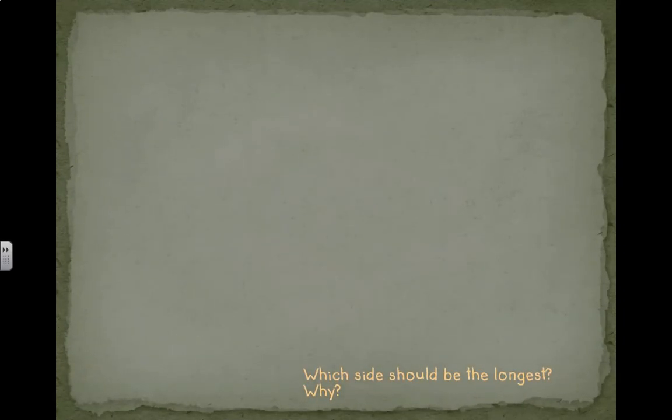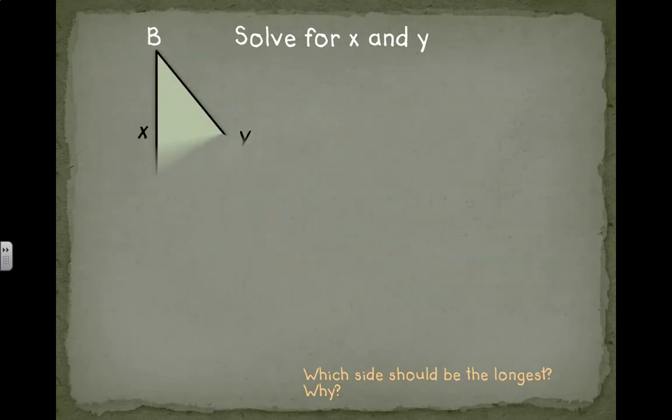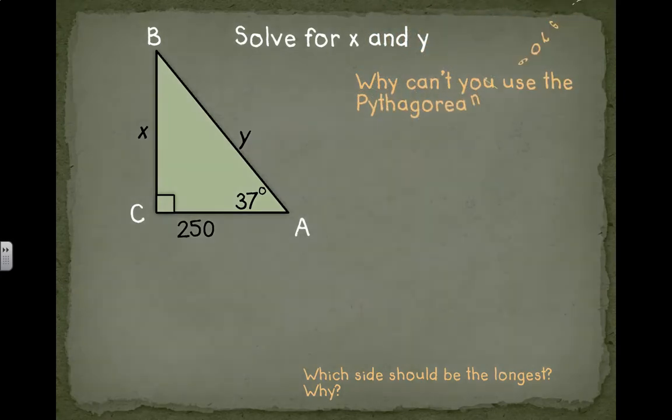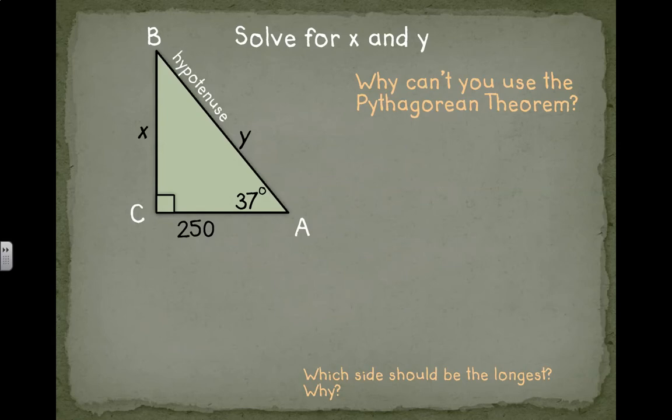Next slide, we're going to take a look at solving for x and y. Here's your right triangle, one side length is 250, your x and your y are on your triangle sides, and you have an angle measure of 37. Why can't you use the Pythagorean theorem? You should be able to answer that question by the time I come in tomorrow. I'm not going to give you the answer for that one. Think about what you need in order to use the Pythagorean theorem. I talked about it in the earlier slideshow.